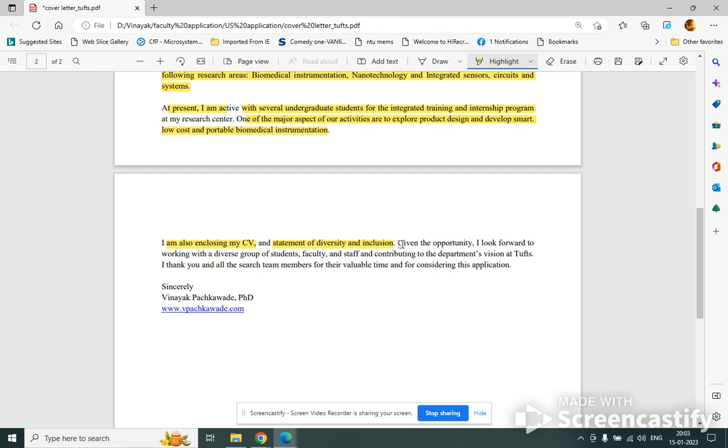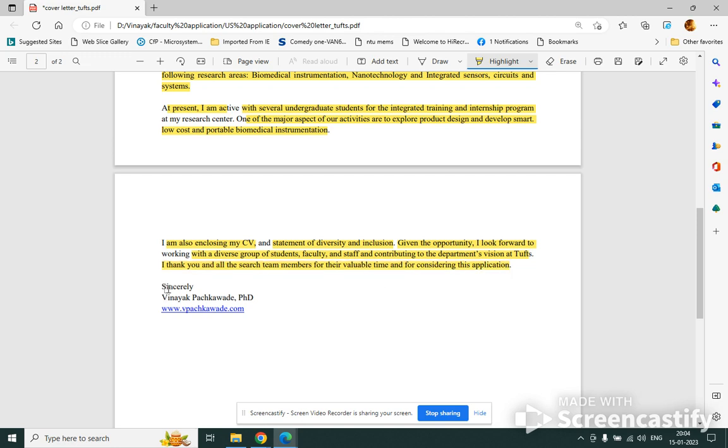The final remark is that, given the opportunity, I am looking forward to working with the diverse group of students, faculty, and staff. I'm telling the people of the department how I am going to contribute to the department's vision at the university. In the final line, I thank the chair who is going to read the letter and all the search team members who are going to read these letters for their valuable time and consideration of this application.